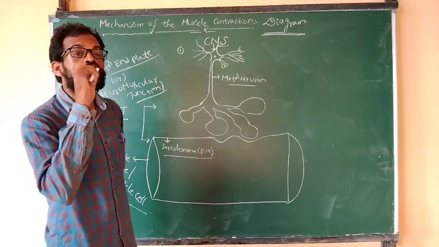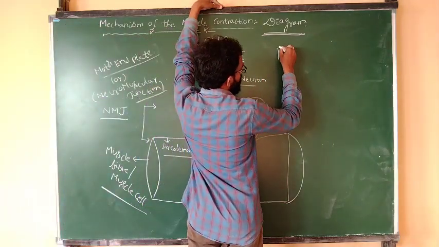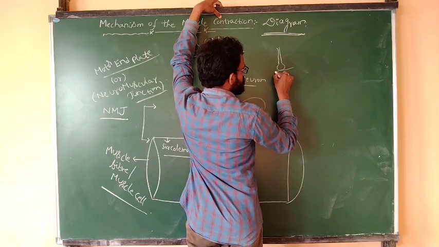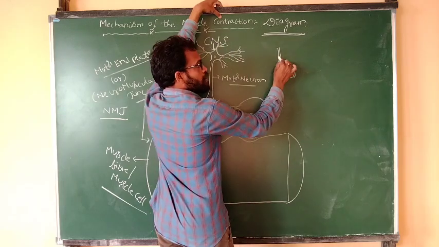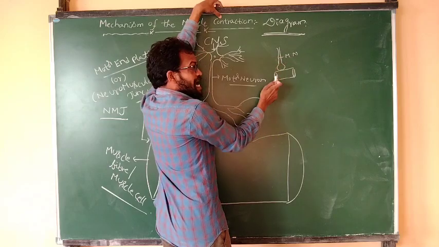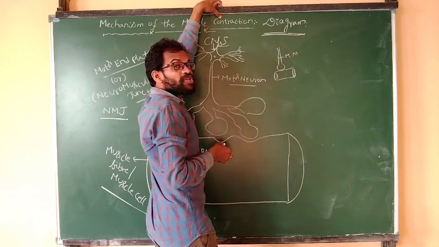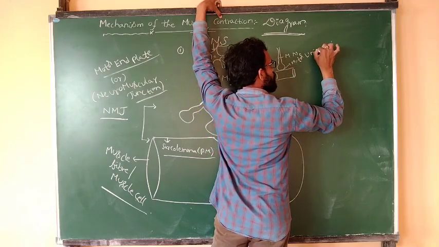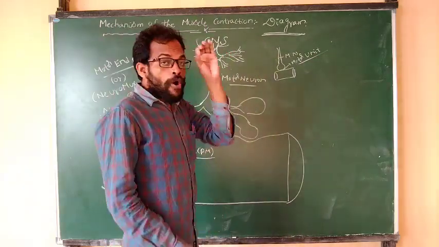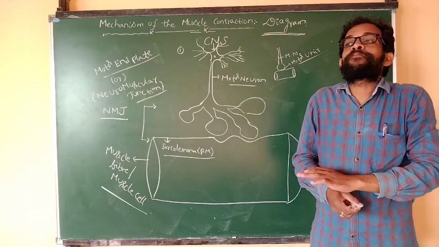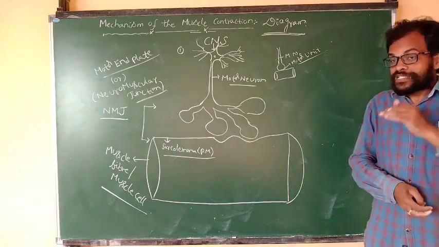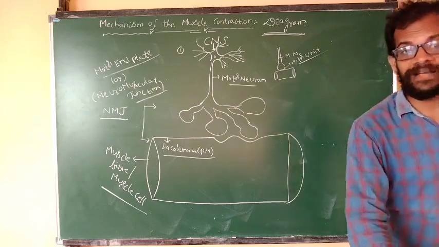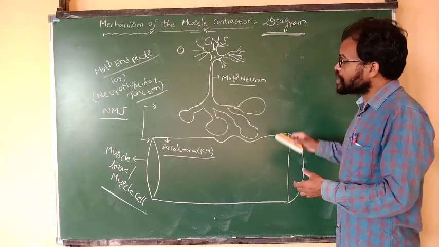When a motor neuron contacts the muscle fiber, it is known as a motor unit. What is a motor unit? A motor neuron in contact with the sarcolemma of the muscle fiber, the plasma membrane of the muscle cell, is known as a motor unit. What is a neuromuscular junction?